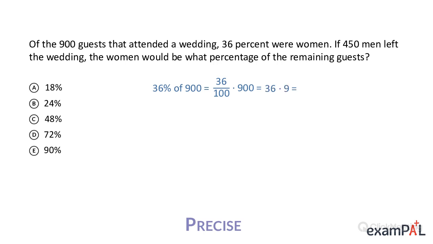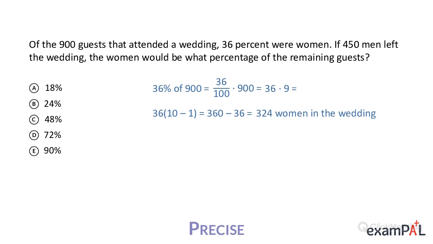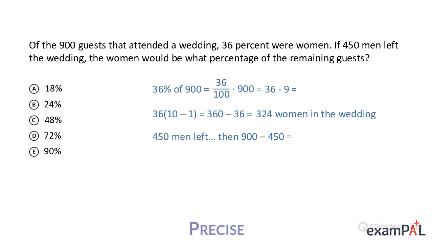You can cancel that out to 36 times 9, which you can either calculate straight up, or you can take a calculation shortcut like the one on the board. 360 minus 36, you get to 324 women at the wedding. Cool. Hopefully that didn't take you too long. And now we can move on. We can say, well, 450 men left, so none of the women left.